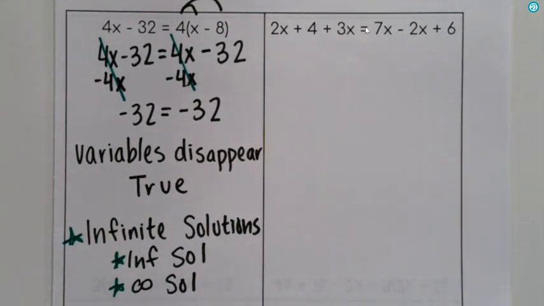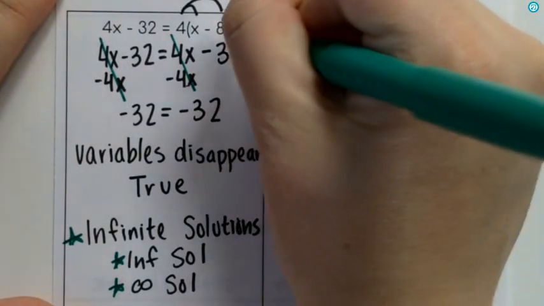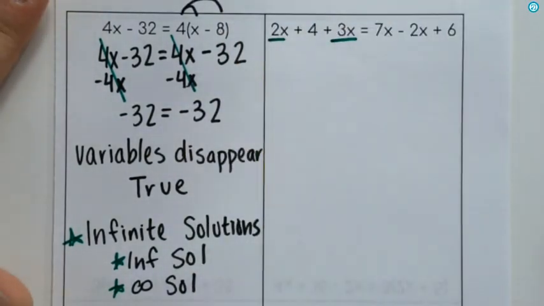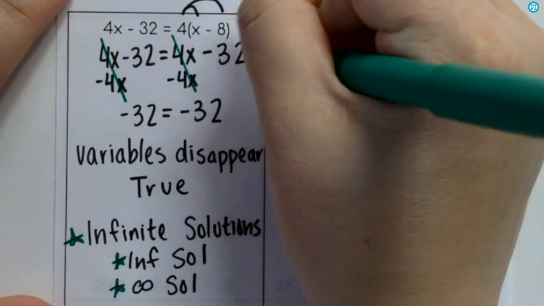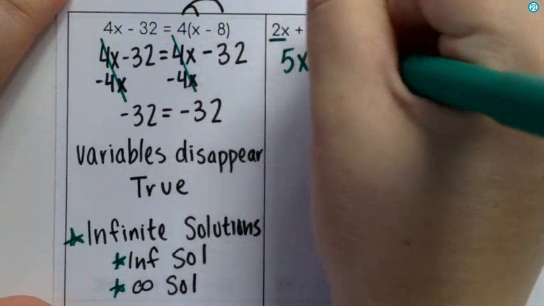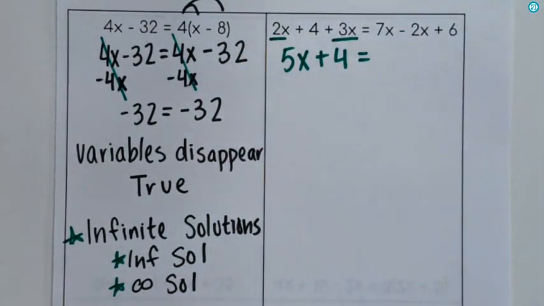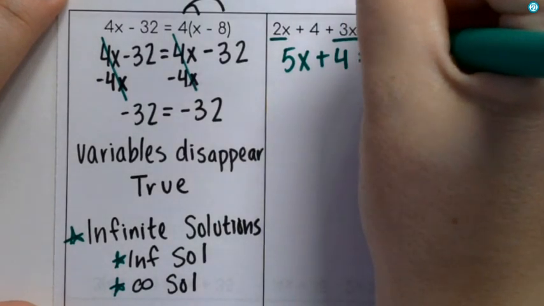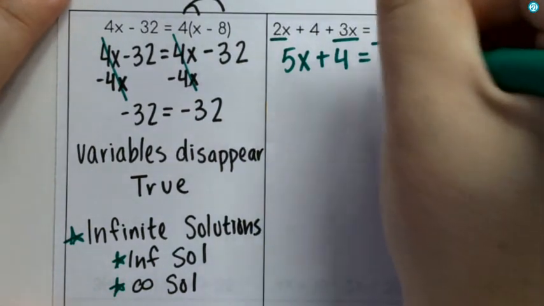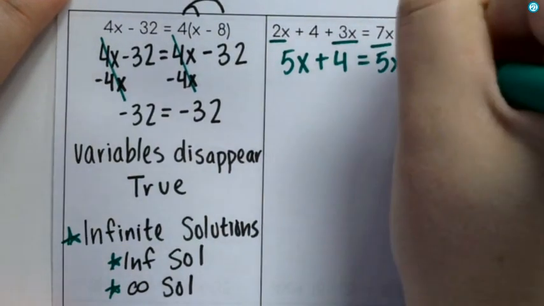So the next one we got has some like terms that need to be combined. On the next one, we can combine together this 2x and this 3x. 2x plus 3x is 5x. And I still have my plus 4. And then on the right side, I've got that 7x and that negative 2x. So I'm going to do 7 minus 2. 7 minus 2 is 5. So I've got 5x. And then I have plus 6.